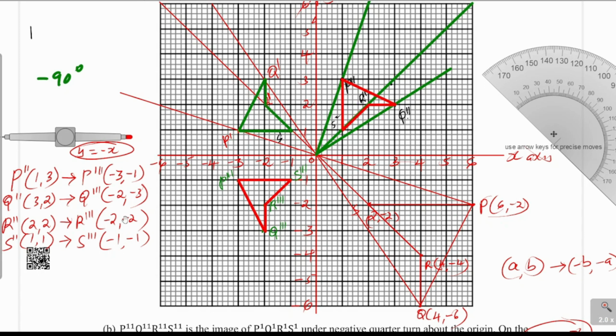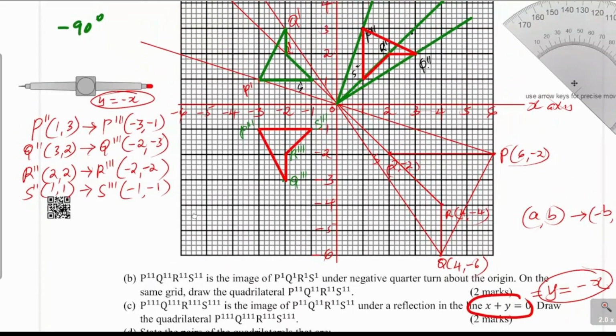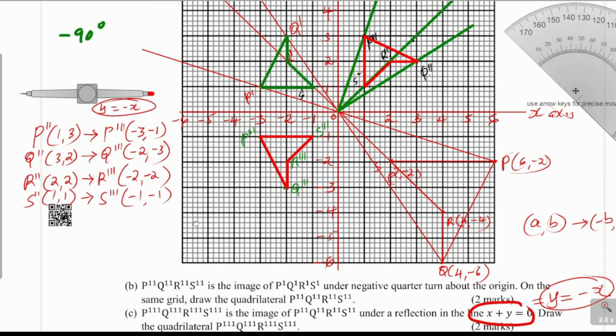Now after doing that, we can answer the last question. State the pairs of quadrilaterals that are directly congruent. So what do we mean by directly congruent? That those quadrilaterals can fit onto one another directly, without having to turn them over, by just sliding them. So I'd like you to look at the three of them properly. Which ones are going to fit by just sliding them? So just look at them.